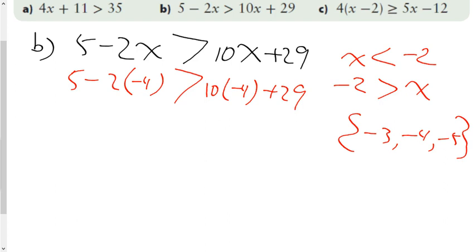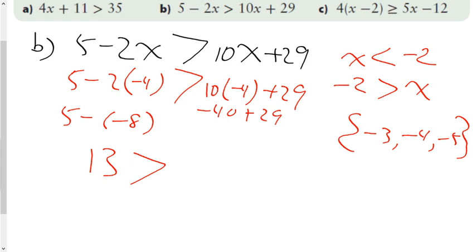Let's see if this is true. So 5 minus -8 will be positive 13. -40 plus 29 is -11. Is 13 greater than -11? Yes. So I verified that it appears that this set will be values that work. And I could check -3 if I wanted to and go through the whole rigmarole, but generally speaking, you check that middle number. If it works, you probably have the right answer.